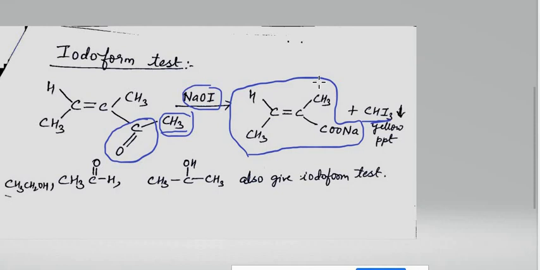Now it's not that only methyl ketone gives iodoform test. Any group like this one, look here, this is ethanol. Ethanol will also give iodoform test. It will also form a yellow precipitate with sodium hypoiodite. Why will it form? Because in presence of sodium hypoiodite, this ethanol will get oxidized to aldehyde and aldehyde will give the reaction. Similarly, isopropyl alcohol will also give iodoform test. So see, these are the compounds which can also give iodoform test besides a methyl ketone. So that's all for today.